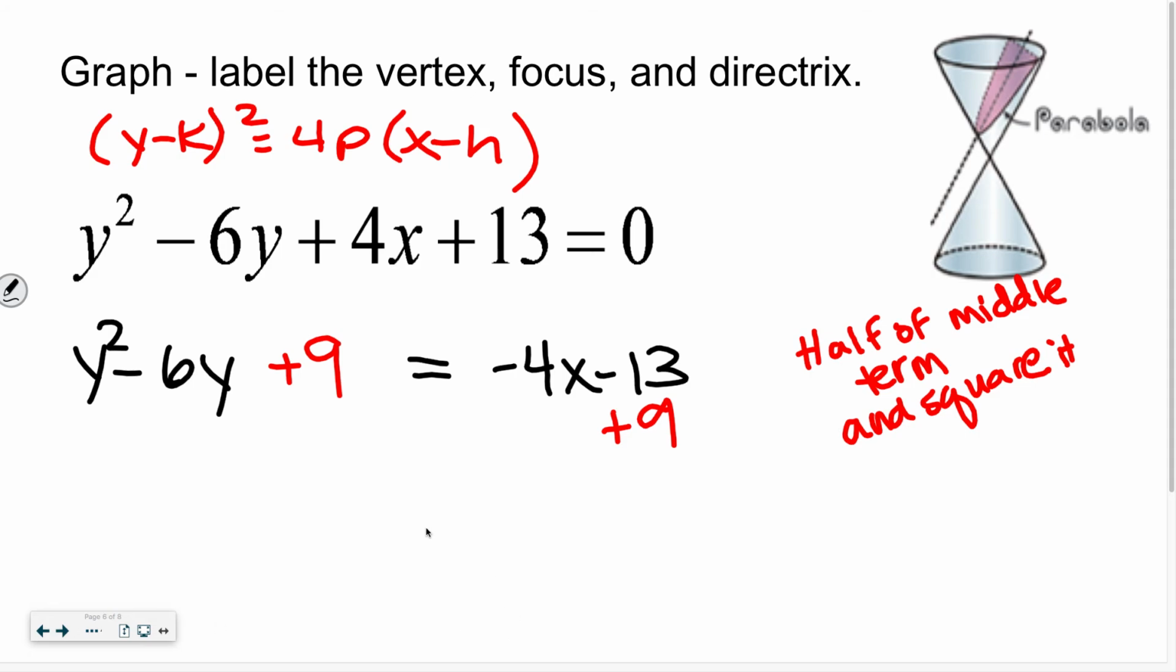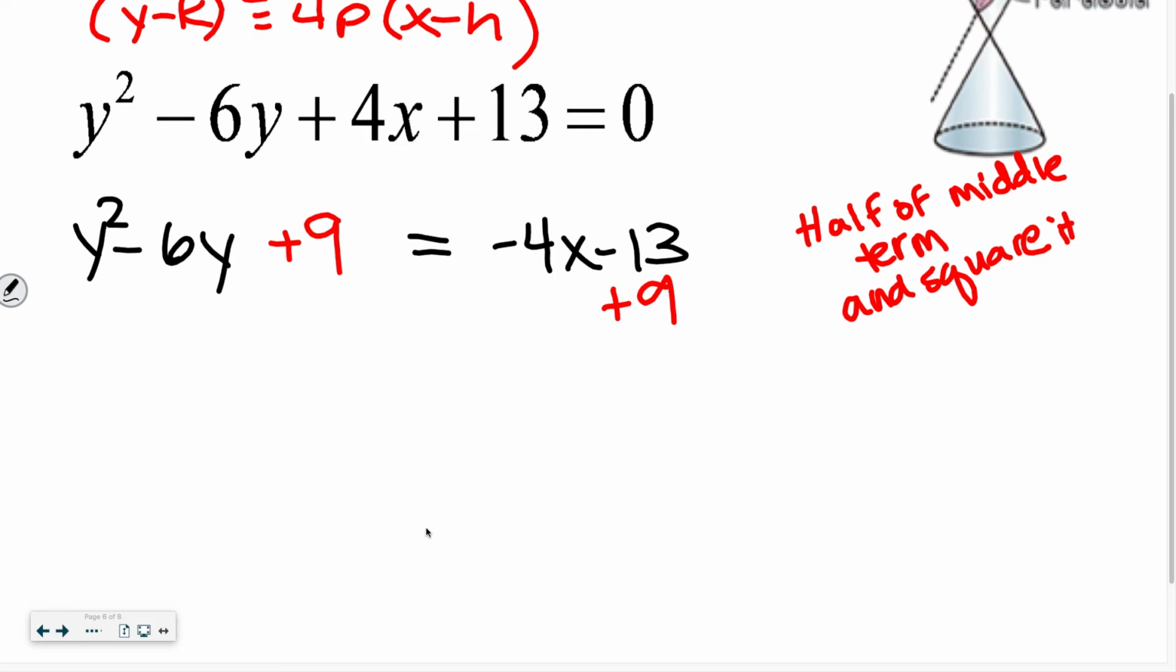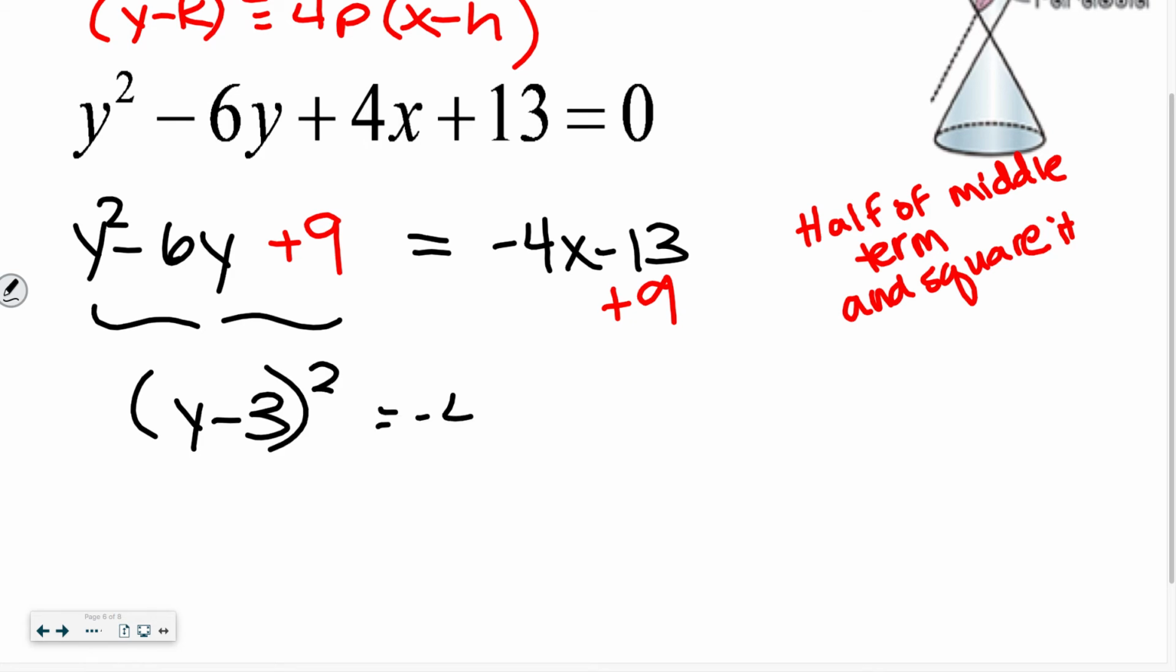You're good to go on the left side. The whole reason you did this is so that this would be a perfect square trinomial, which means it factors into the same two factors. Y minus 3 times y minus 3. So that could be rewritten as y minus 3 quantity squared. And on the other side, it looks like negative 4x minus 4.